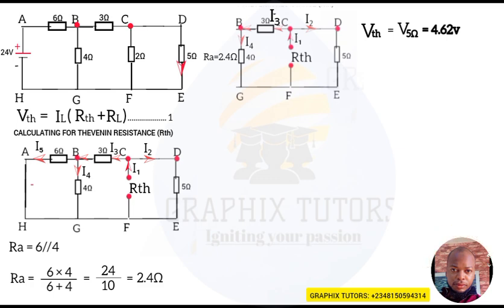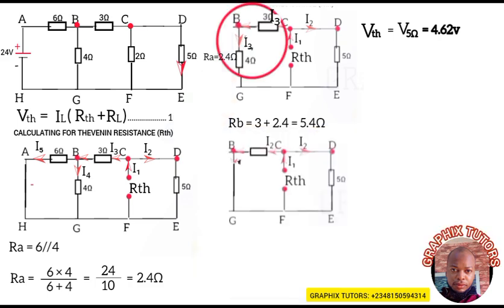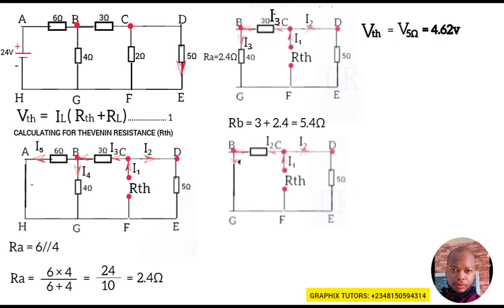Now what do you notice? I3 will be the one flowing through the 3 ohm and the 2.4, making both of them to be what? To be in series. So I will say my R_B will now be equal to 3 plus 2.4, and that will give us what? 5.4 ohms. Now I will now make them to be 1. So my R_B will now be the one here. That will be what? 5.4 ohms.